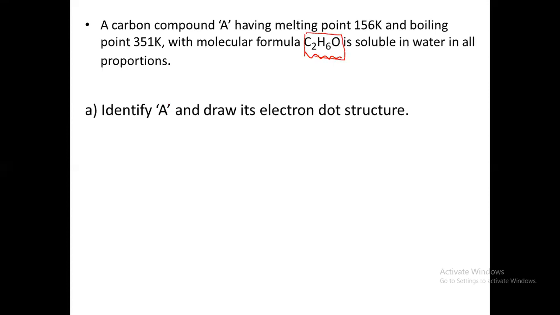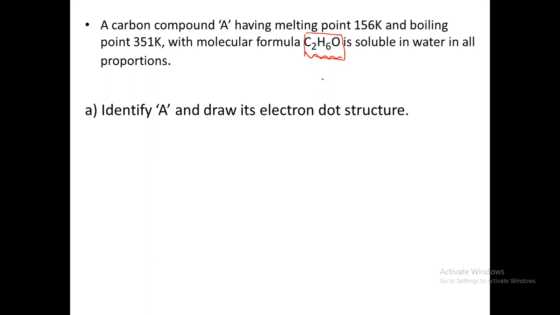C2H6O, where you have 2 carbons, 6 hydrogens and 1 oxygen. So you have to identify what molecule it is, that is, what functional group it has, whether it is an alcohol, aldehyde, ketone or carboxylic acid. You have to identify the functional group from the given formula, and then draw the electron dot structure or the normal structure, whatever it is.